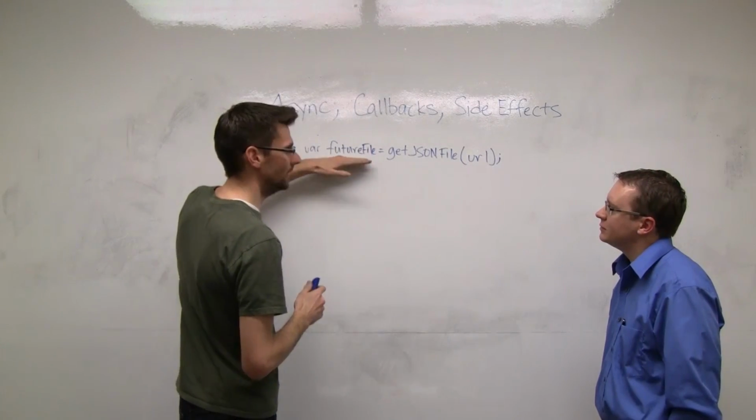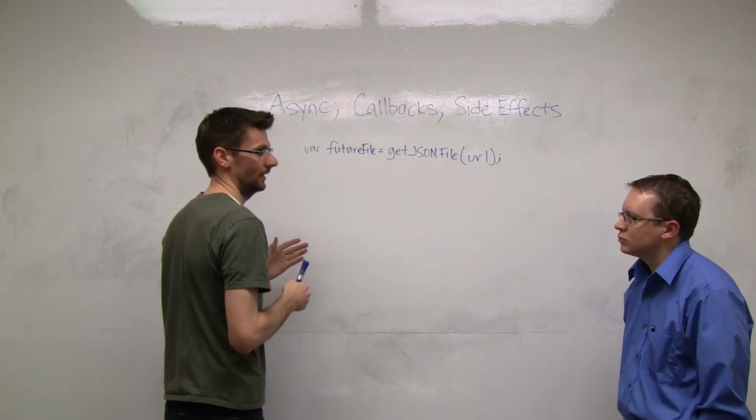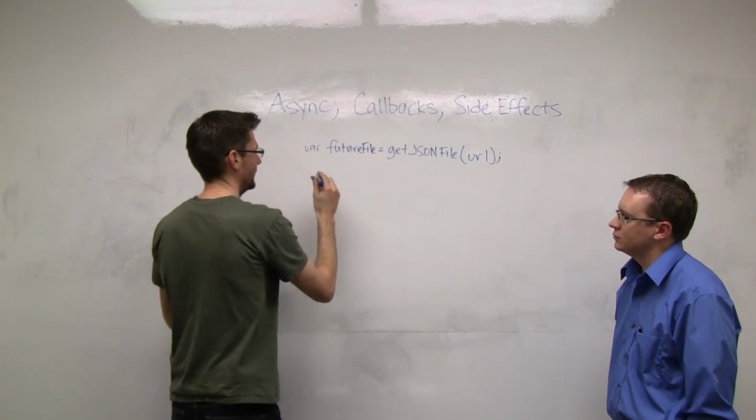So we're saying this is a future file, we hope, right? We don't have the value yet. So how do we get the value? We've got this promise that we're going to get one.